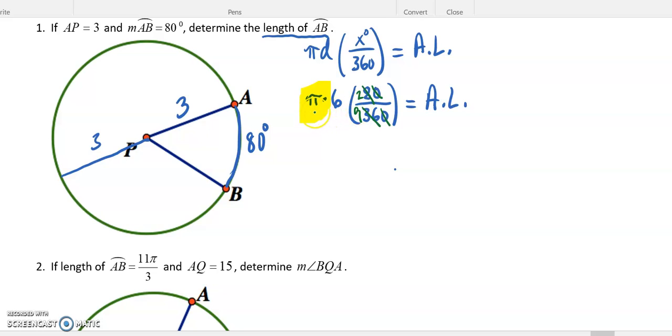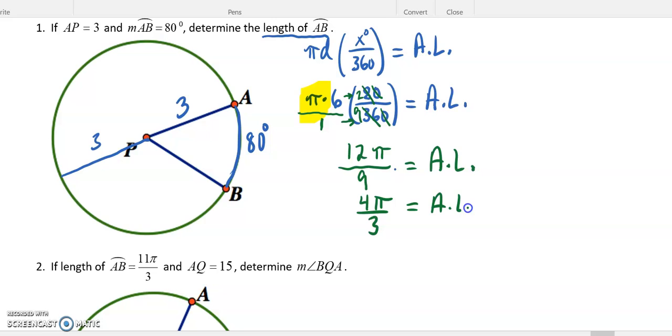And then as I multiply fractions, one thing you want to keep in mind is you can always write a number over 1. And you're multiplying straight across. So 6 times 2 would give me that 12. And then on bottom, 1 times 9 is 9. And then the pi is in the numerator, so I'm going to keep it in the numerator. And that's going to equal my arc length. But you would reduce this, because 12 and 9, 3 goes into both of them, so it becomes 4 pi over 3. So this is exactly the arc length of AB.